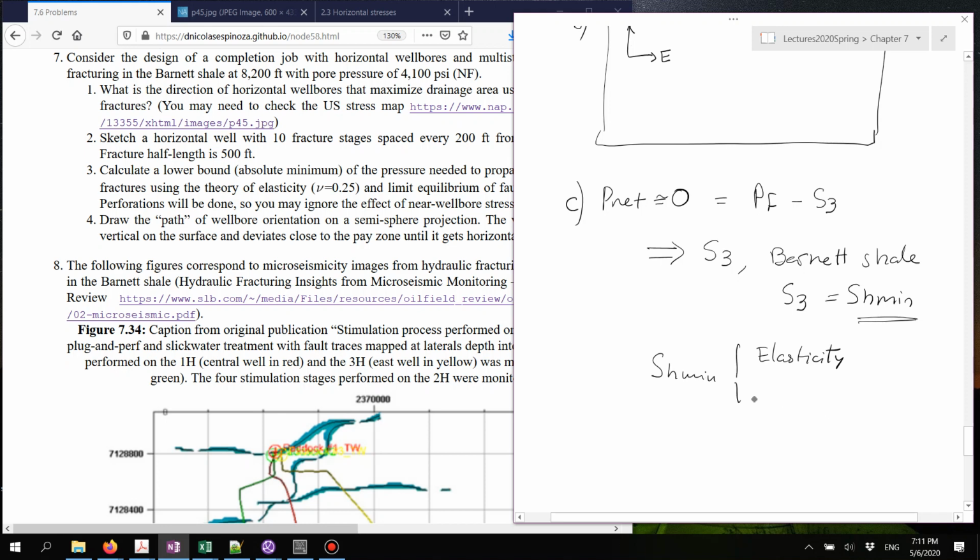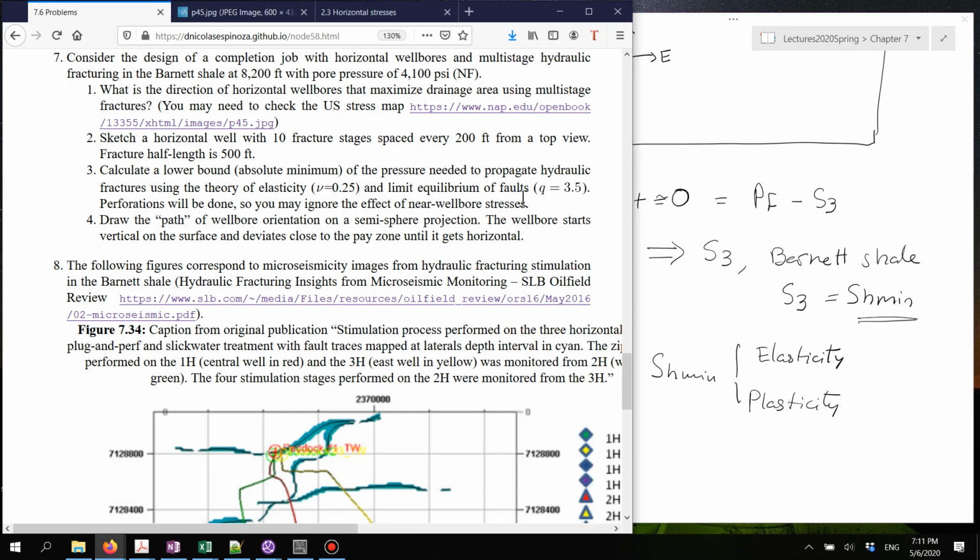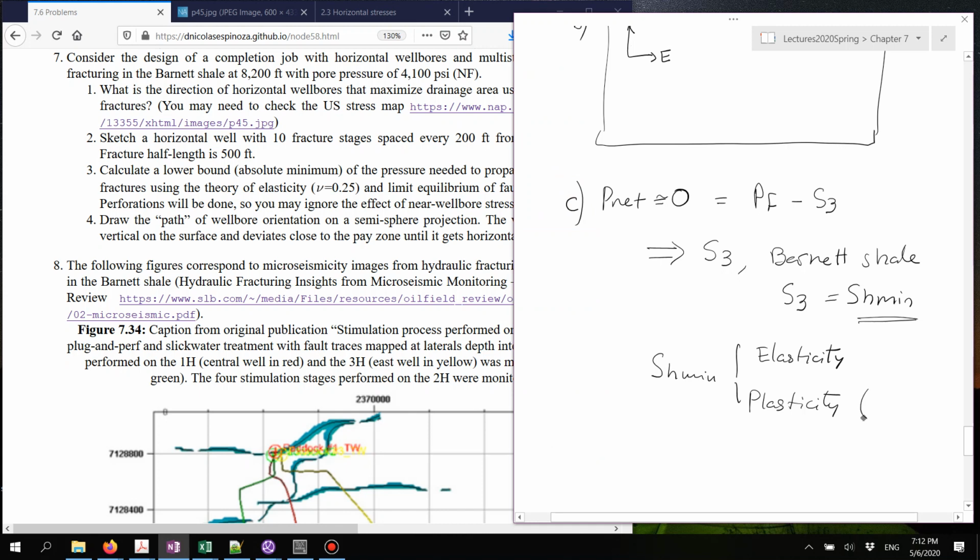And also you could do this assuming equilibrium of faults or plasticity, and that would be the minimum possible value of SH min for this condition, assuming an equilibrium of faults on a parameter Q which is equal to 3.5. Just to refresh your memory, in this one, sigma in general is going to be proportional to a strain and a Young modulus and a Poisson ratio.